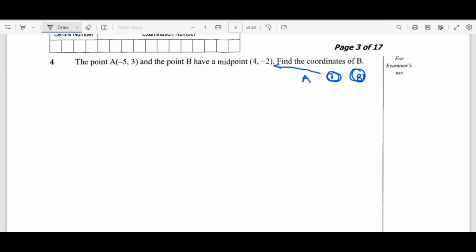So we can write, for easy understanding, A as negative 5, and then we have 3 there. And then what do we have? B, we can write B as x, comma, y. And then what else? The midpoint. We have the midpoint.